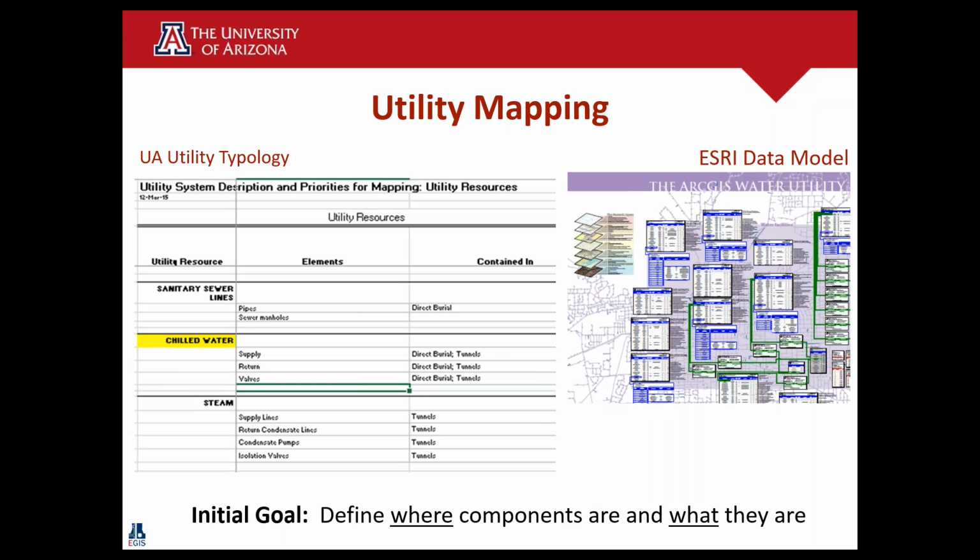Another effort that we're undertaking right now has to do with utility mapping. On the right is an Esri data model. We use these for ideas, however it's hard to imagine us being able to fully implement one of these models. This observation is in response to the reality of resource limits and organizational issues.